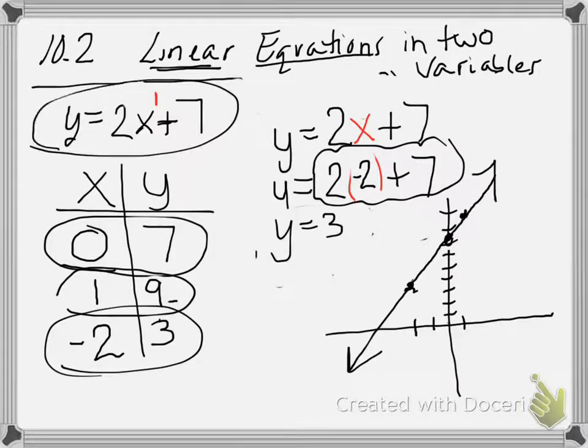So this is a linear equation because if I put more points in and more points and more points, I will get more points along this line. Pretty soon all those points will be so close together that they then make a line. Okay, so let's try another one.